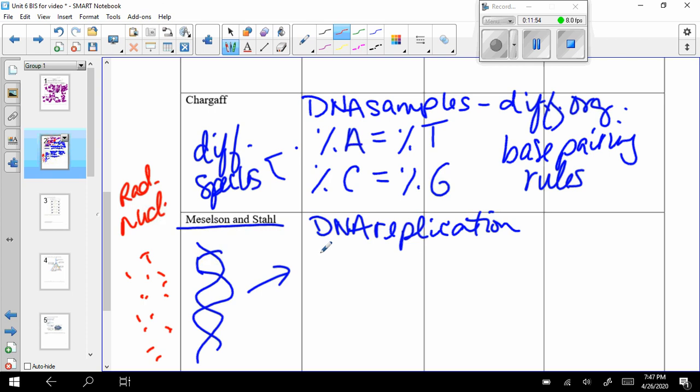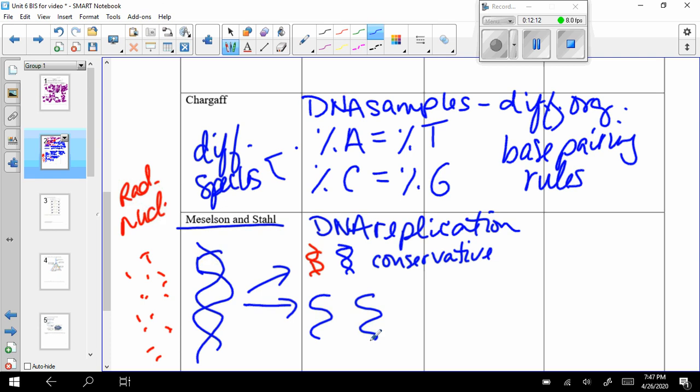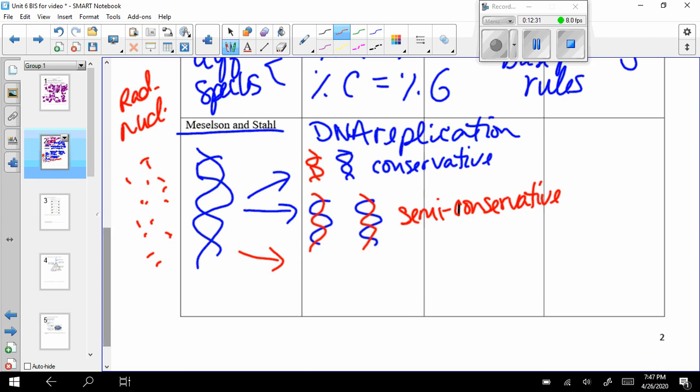If you end up making a new strand that's all red, and you keep your template, the original blue, that is what we would call a conservative process. That is not what happened. Instead, this is what happened: one side stayed the same as the original template, and one side had the radioactive labels. And so that is how they came to figure out that this is a semi-conservative process.